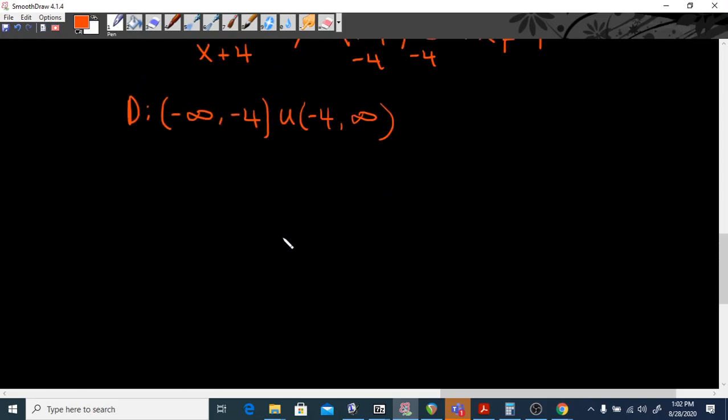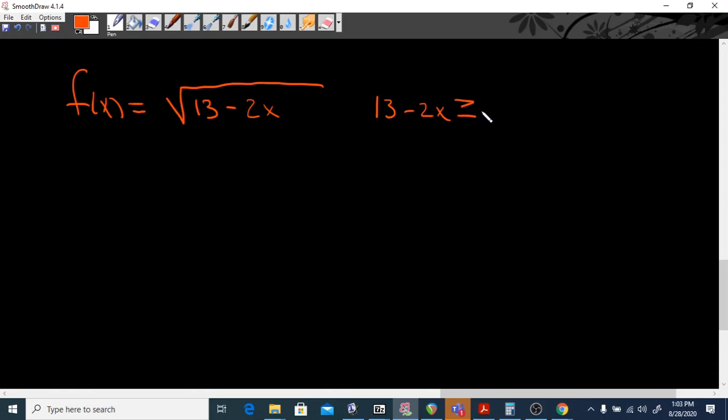Let's go through some more examples. Let's say my problem is now this: the square root of 13 minus 2x. So here's the square root thing, right? The number inside the square root, whatever that is, has to be 0 or positive. So literally, once again, all we do is take what's in there and set it greater than or equal to 0.